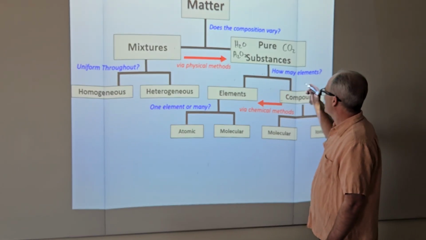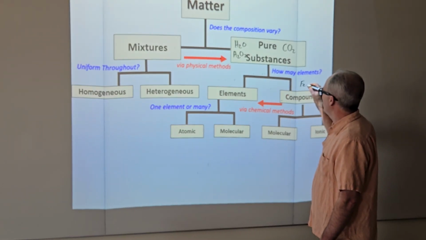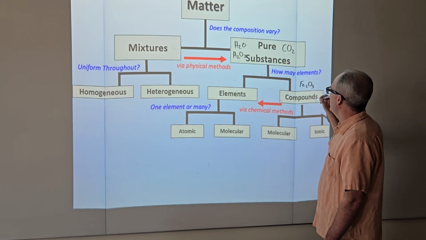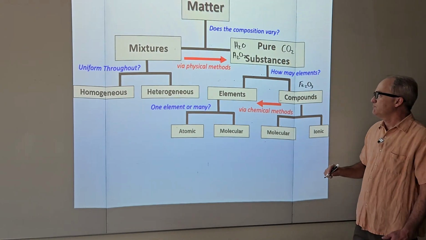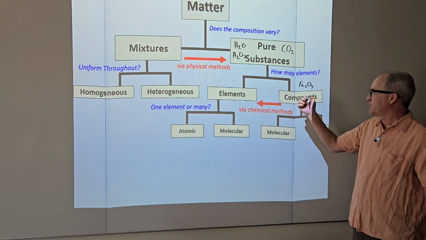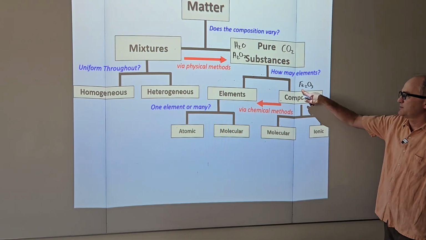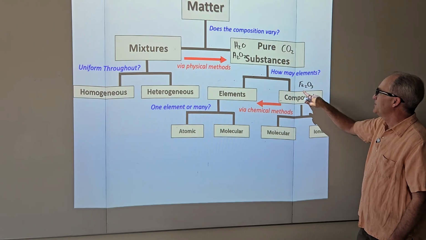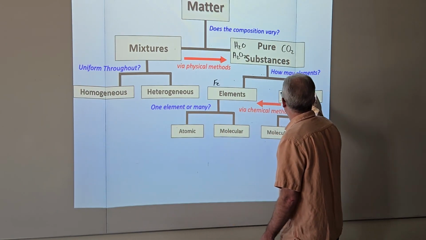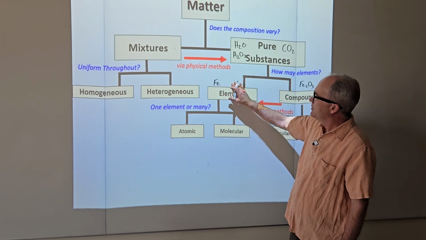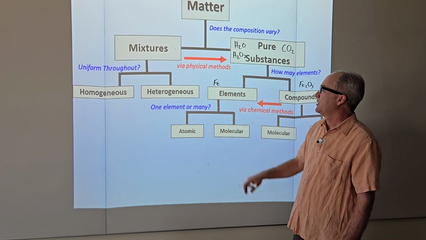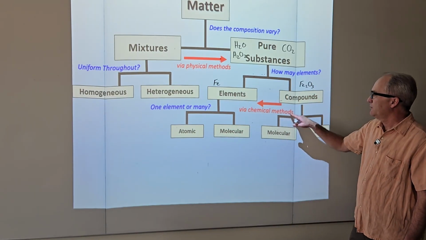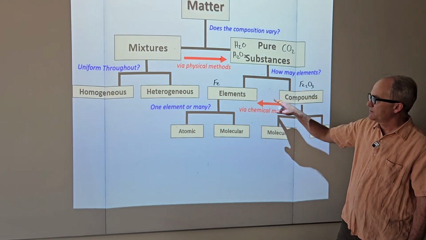And compounds, here's a not too favorite one. Iron 3 oxide. It's not my favorite because I drive old vehicles and they seem to rust. Well, I'm driving a new vehicle right now, a 2019. But this sometimes gets mined and smelted down into iron. So via chemical methods, we can break down compounds.